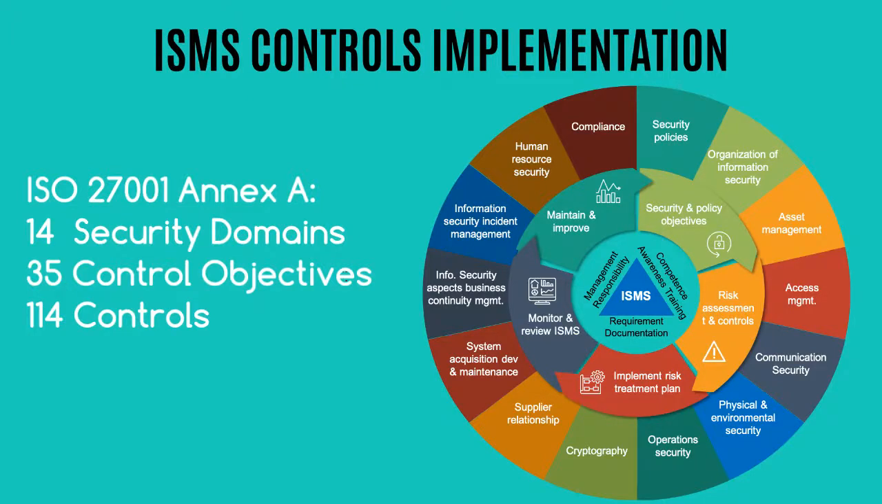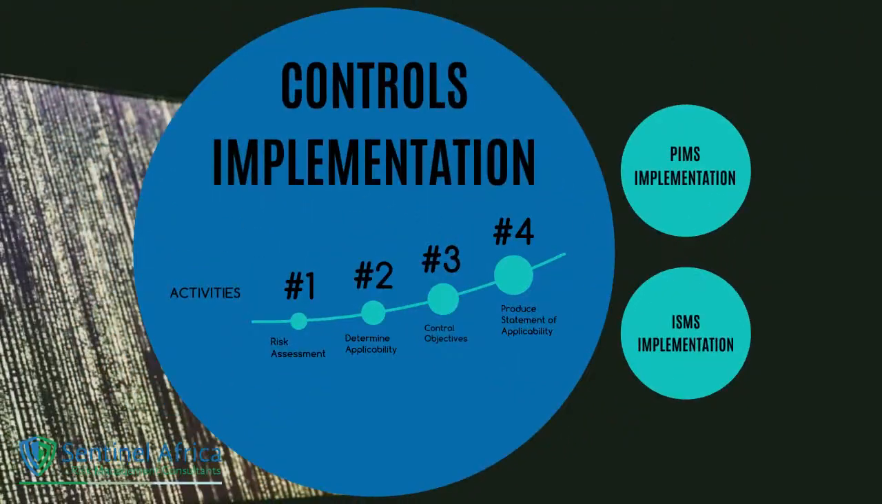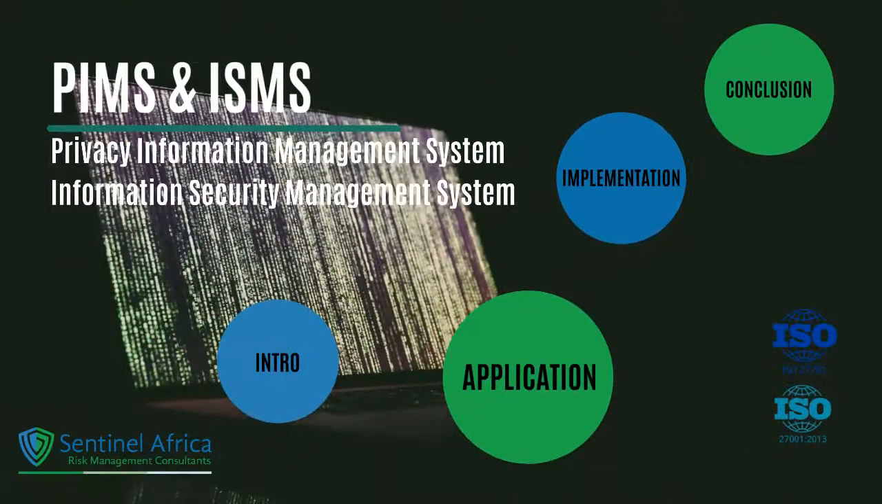Within all these domains, we have 35 control objectives, and then we have 114 controls, which when implemented will meet the requirements of those 35 control objectives. This is what you do when you're implementing the controls within an ISMS. So after this, you have seen the differences between a PIMS and an ISMS.